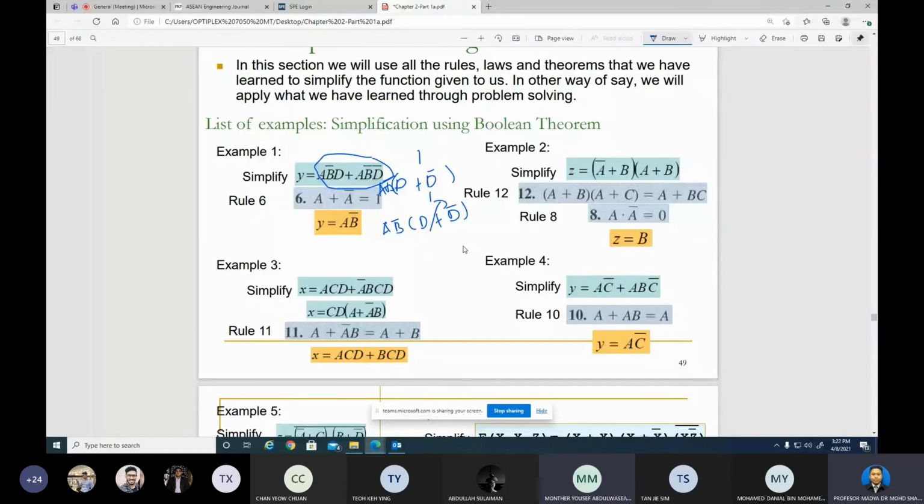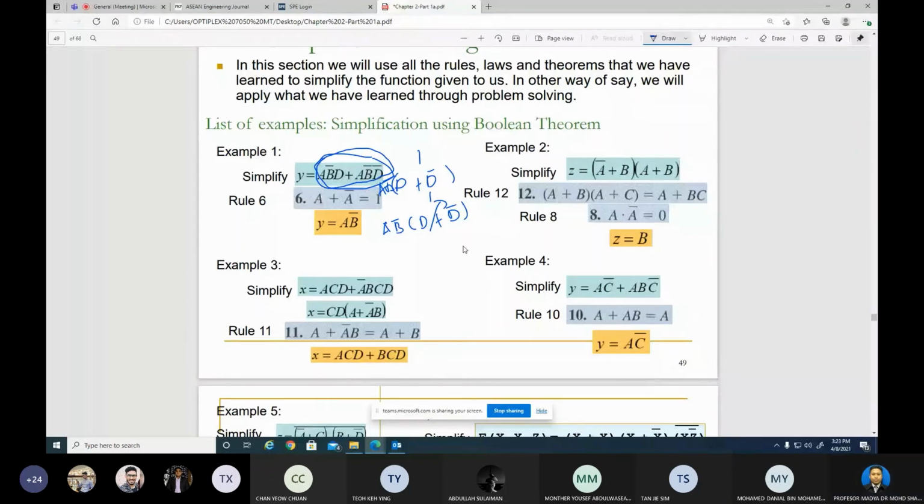Alright, so this one I'll repeat again. For example, we have the Boolean expression here. How do we simplify this one? We can use the rule 12, or we have the De Morgan rule. So you can use either one, and see which one you can use. For example 1, you can use rule number 6. That means A plus A bar will be 1.